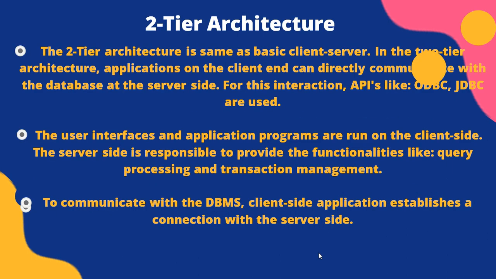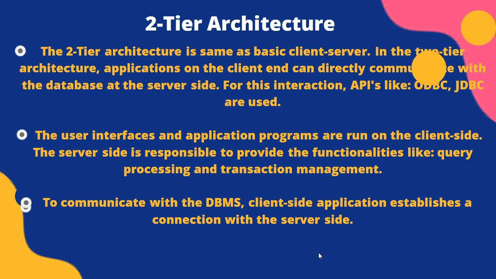Then the next one is two tier architecture. The two-tier architecture is the basic client-server model. In the two-tier architecture, the application on the client end can directly communicate with the database at the server side. For this interaction, we need an API, that is, application programming interface, like ODBC and JDBC. ODBC is open database connectivity, and likewise JDBC. We use these for the API interaction.